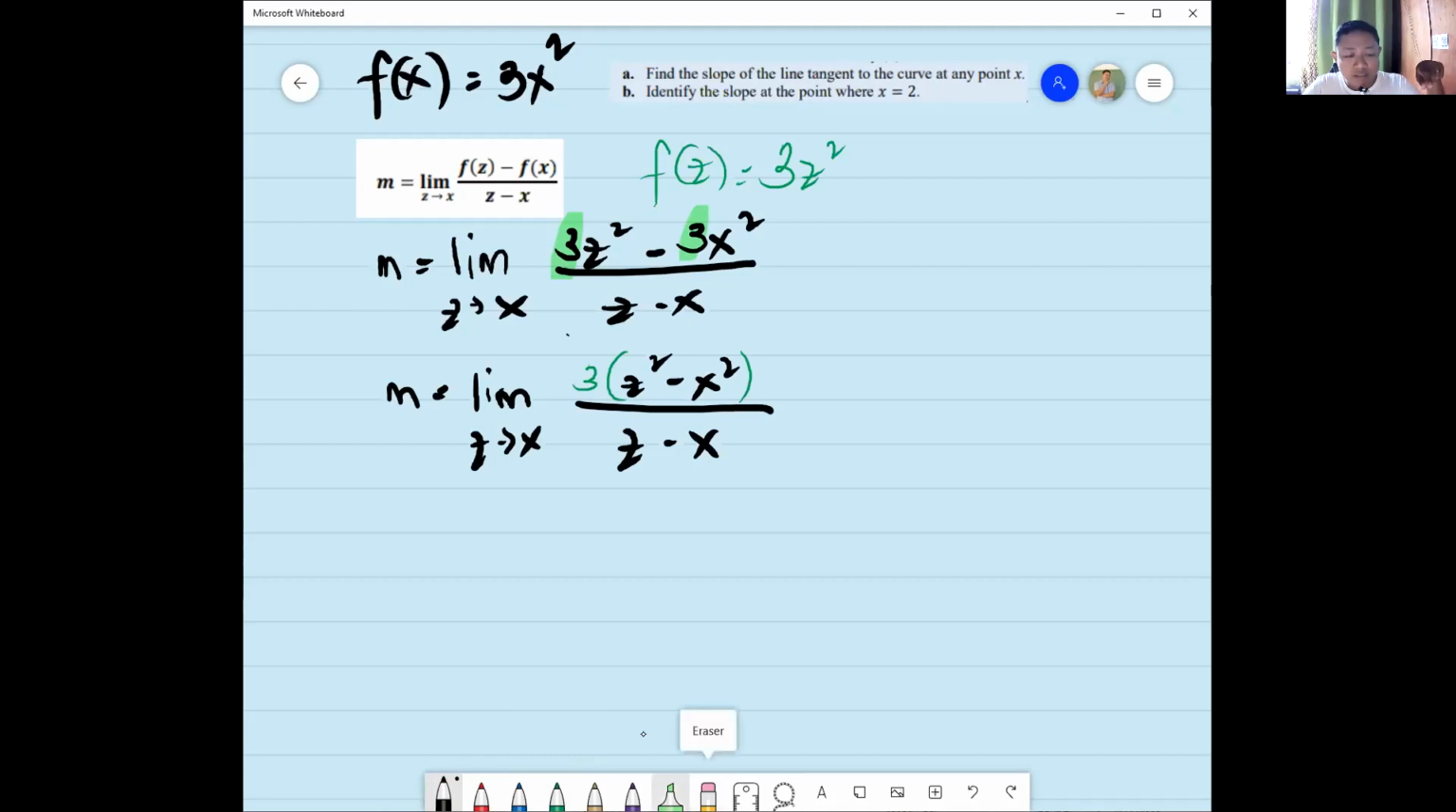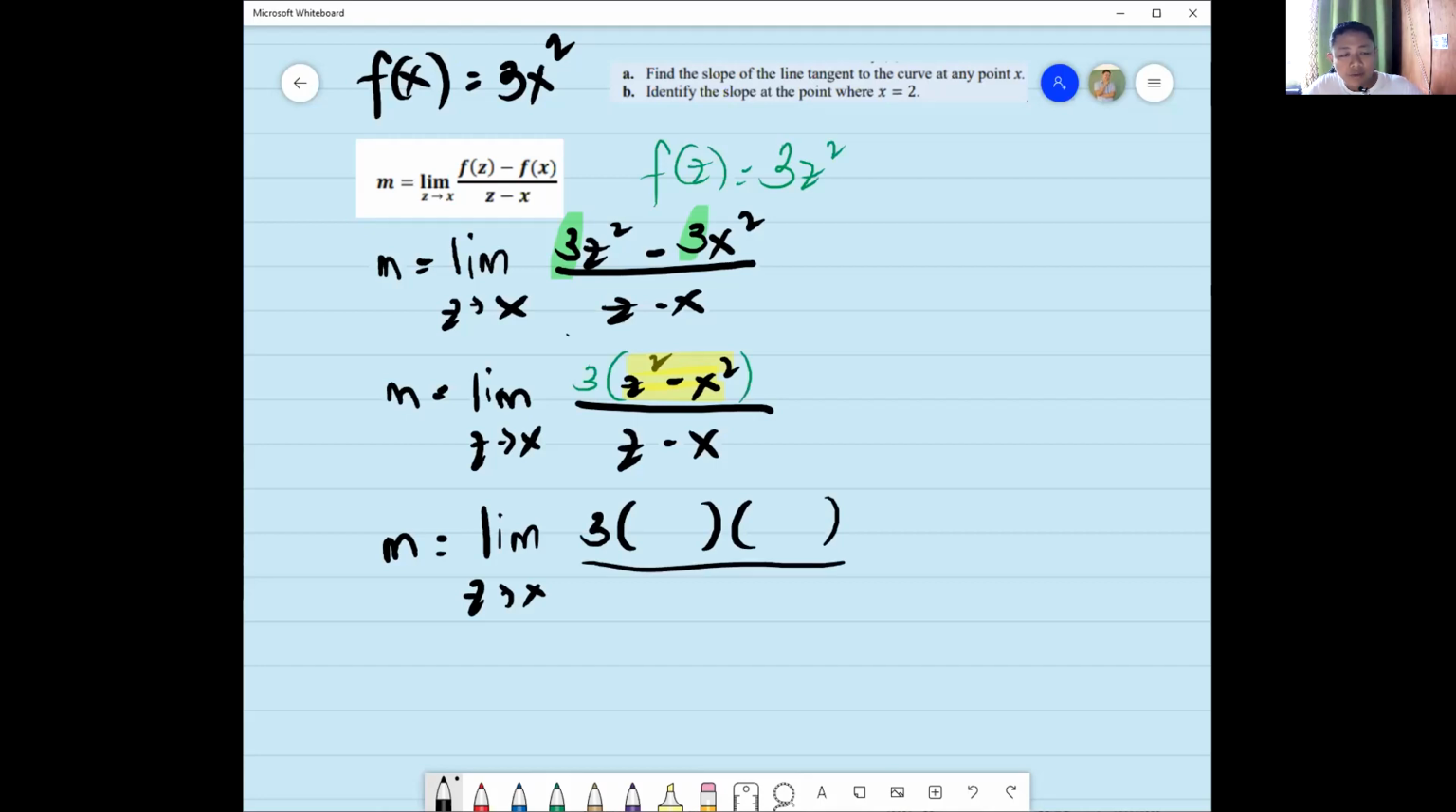Next, let's solve this further. As you have noticed, this is actually a difference of two squares. So this can be factored. So to continue, we will have m is equal to the limit as z approaches x of 3. Factor this difference of two squares. We will have, just copy everything.